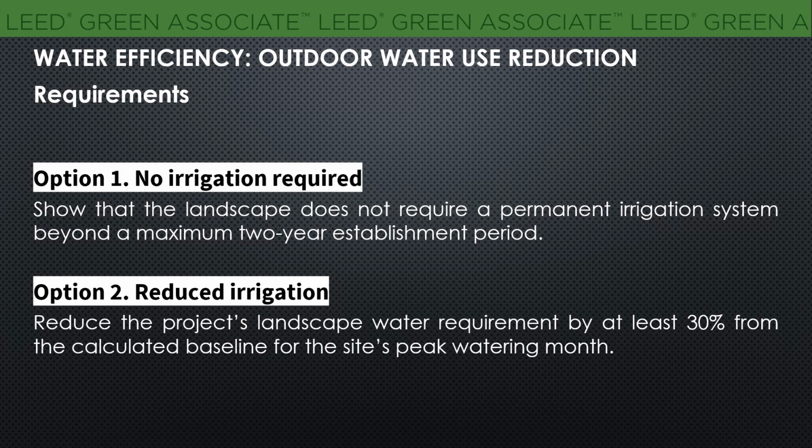Now let's move on to option 2, that is reduced irrigation. This option requires reducing the project's landscape water requirement by at least 30% from the calculated baseline for the site's peak watering month. In the previous slide, I mentioned that you need to achieve a certain level to earn this credit or to achieve this prerequisite. So here for the outdoor water use reduction, you must achieve a 30% reduction from the calculated baseline for the site's peak watering month. Please note the 30% as this value may appear in your LEED Green Associate exam.